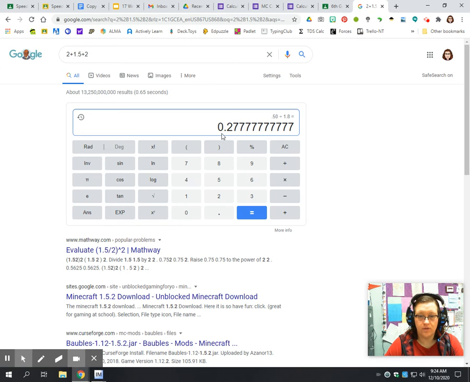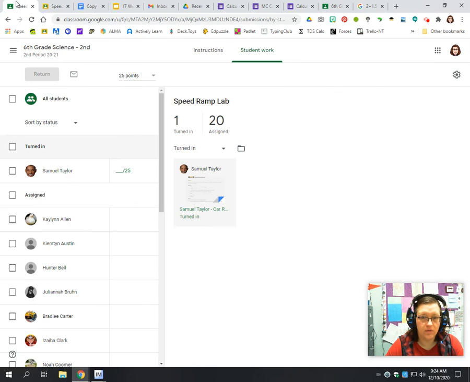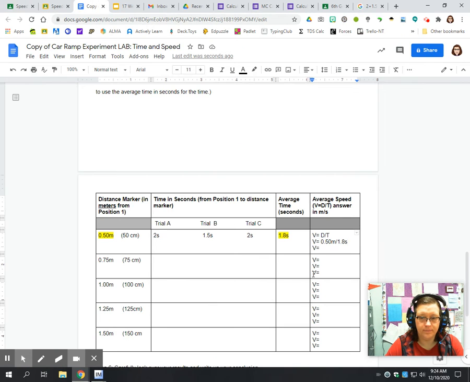0.27777. So you can make this 0.28 or 0.3, whatever you decide. You need to round it to that decimal place every time. Let's go 0.3. So 0.3 meters per second. That is the speed for my car traveling to 0.5 meters.